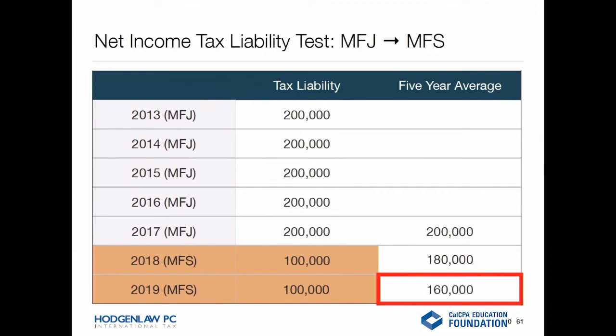So let's say for a number of years you've been filing jointly with your spouse, and your combined income tax liability each year is $200,000. So if that's the same forever, then at any point in time, if you look back over the prior 5 years, your average tax liability is going to be $200,000. That's going to put you over the 5-year average.